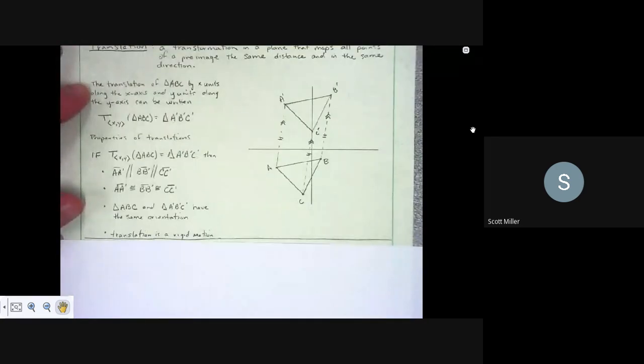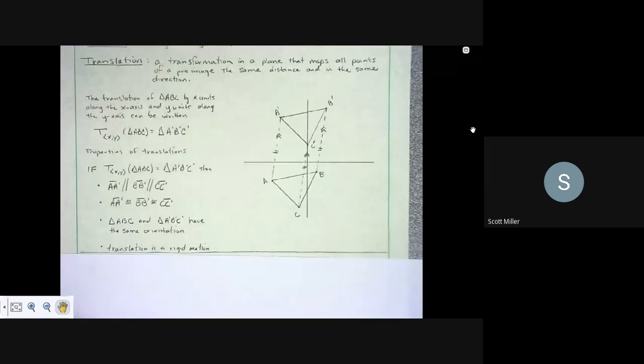So this is section 3.2. This is a translation. Translation is basically taking an object and moving it up, down, left, and right, or some combination thereof. Okay, so here is our full definition of a translation and some of its properties.